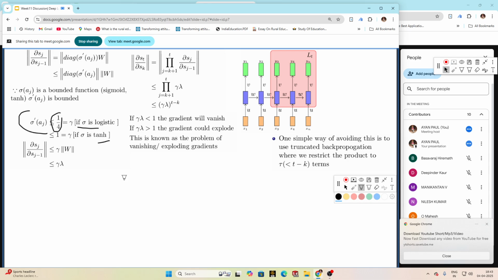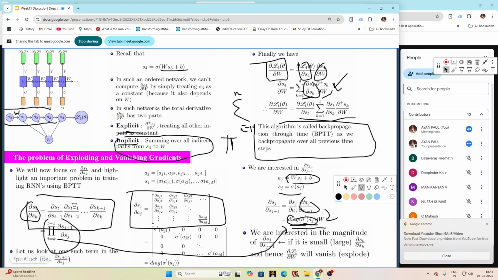And second thing, if we are using a very large value of w, and we are multiplying those gradients again and again, what will happen? We will have the problem of exploding gradient. So what is the solution to this exploding or vanishing gradient? Simple. If we can limit the multiplication terms, then we can get rid of the vanishing as well as the exploding problem.